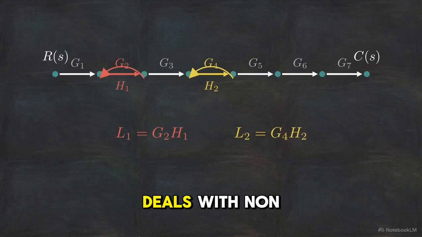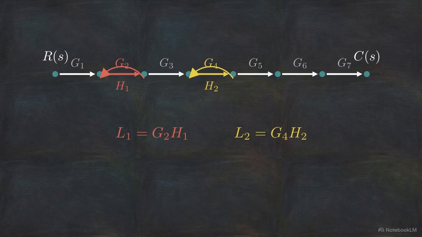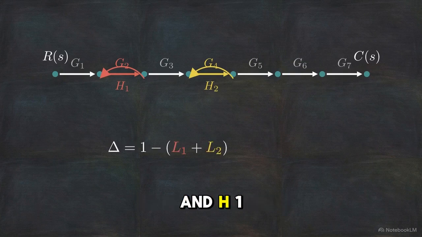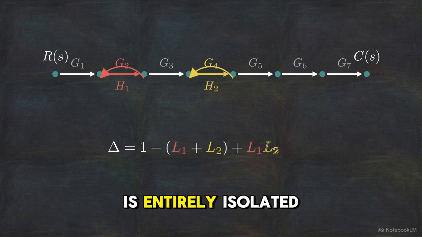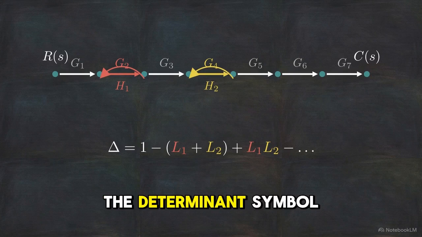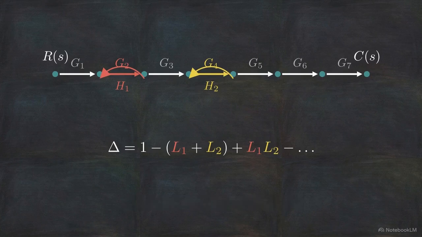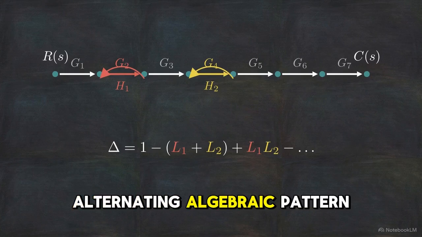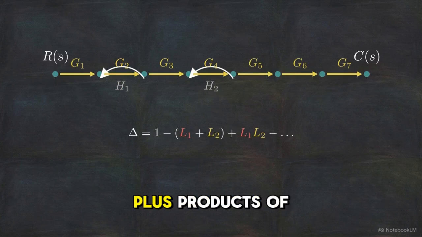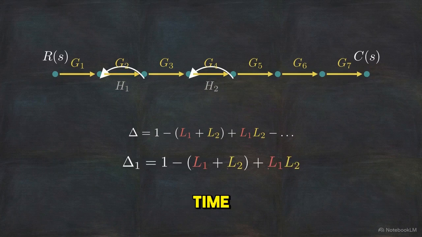The final element deals with non-touching loop gains. We scan the graph for distinct loops that do not share a single common node. The loop formed by G2 and H1, for example, is entirely isolated from the loop formed by G4 and H2. These isolated loops form the basis for delta, the determinant symbol in Mason's formula. Delta follows an alternating algebraic pattern: 1 minus the sum of individual loop gains, plus products of non-touching loops taken 2 at a time, minus products taken 3 at a time.